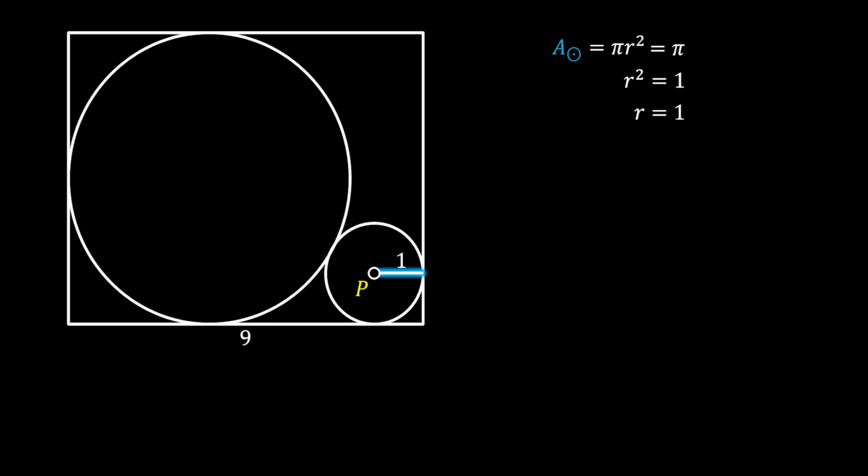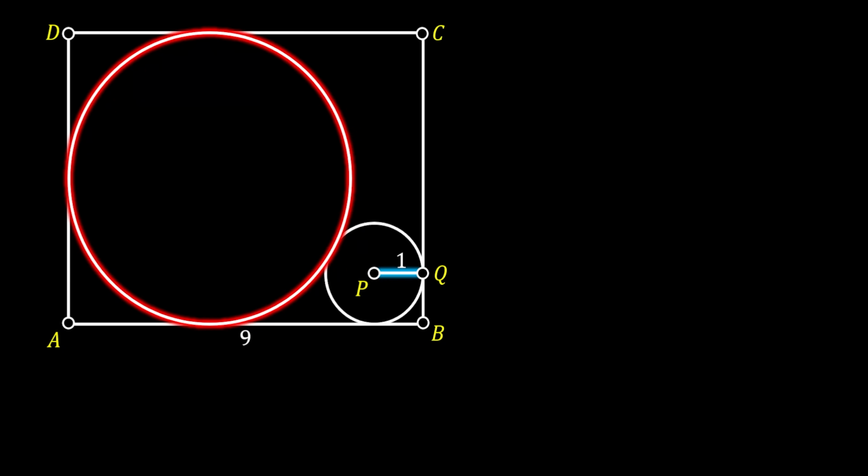Now, while we are here, let's label all the remaining vertices of our rectangle as A, B, C, and D, and let's also label the point of contact between our radius and the line BC as Q. Alright, now let's have a look at our big circle. We can label its center as O, and let's also label the radius of this circle as small r.